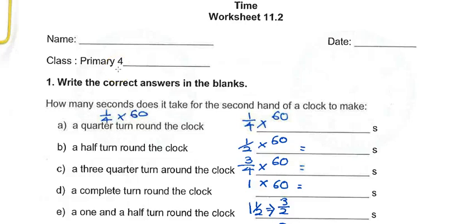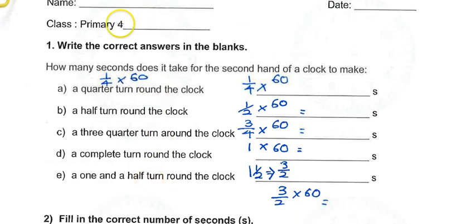Now we are doing worksheet 11.2. Over here we have something to do with how many turns round the clock. For example, a quarter turn round the clock is how many seconds? It means the second hand turns only a quarter. So what you do is use the fraction quarter times 60 seconds.